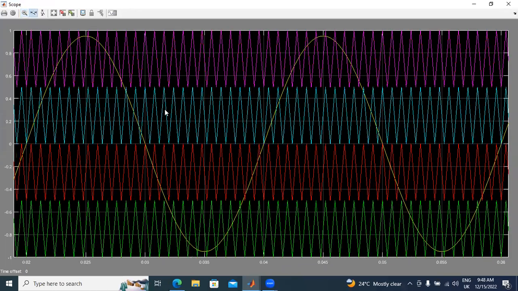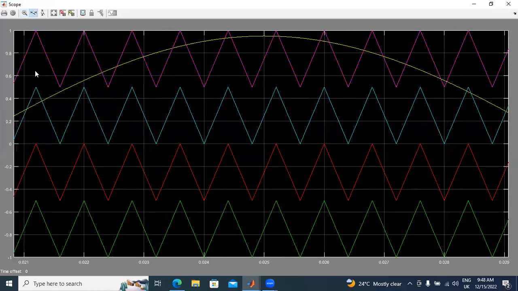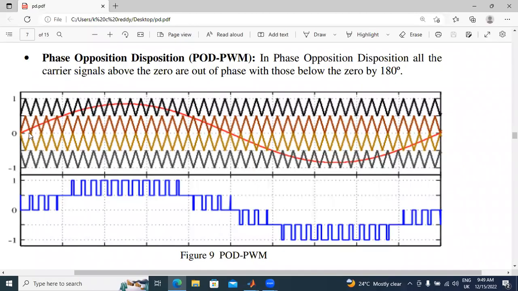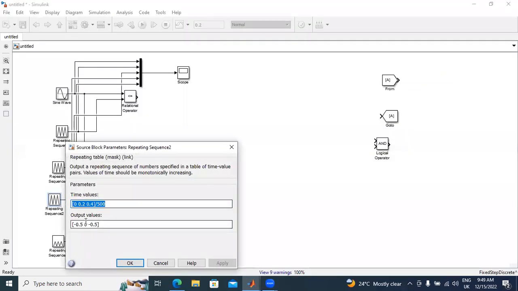Okay, once see here, this first one and second one. This third one, it varies from 0 to minus 0.5, 0.5 to 0. So I will change here. I will go to this one. This third one, it varies from 0 to minus 0.5. Again 0.